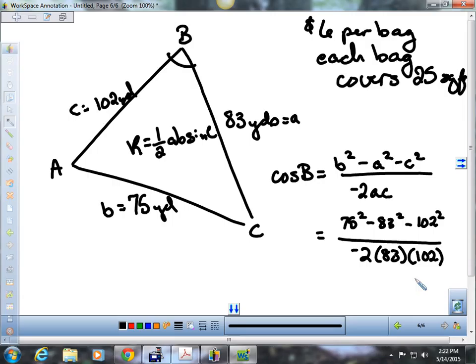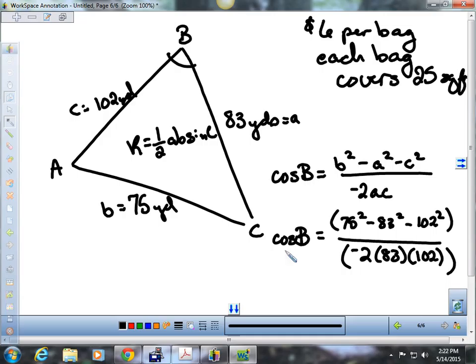Now, if you're going to type this all in at once, what do you have to be very careful of? You have to be very careful of your parentheses. We need a parenthesis around the whole top, and we need a parenthesis around the whole bottom. So be very careful with parentheses. And now, again, this is going to tell me the cosine of angle B.